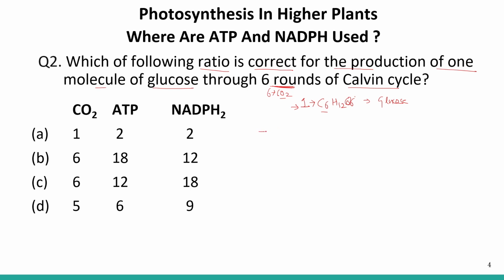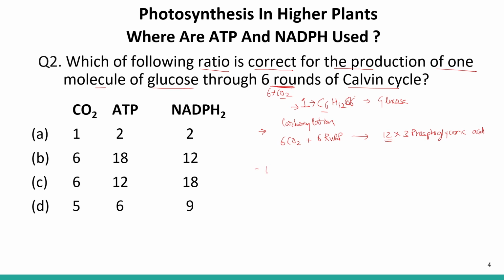Now let's see the equation. First is the carboxylation phase, during which what happens? Carboxylation we have already discussed in the previous question. Let's take 6 carbon dioxide, which will combine with 5 RuBP. And what will they result in? They will result in 12 molecules of 3-phosphoglyceric acid. 12 molecules are formed here.